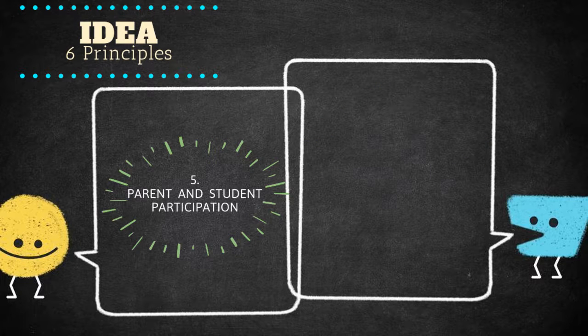The final principle, 6, procedural safeguards. The procedural safeguards is the piece of IDEA that truly protects the parent and children with disabilities. There are three major components to the procedural safeguards, detailing what parents are entitled to.